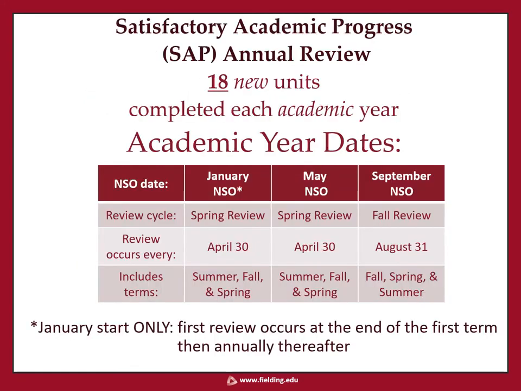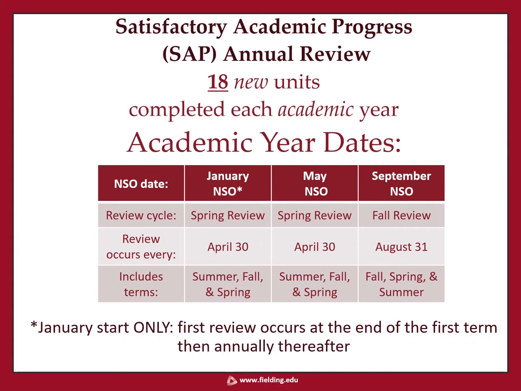We have two SAP review cycles based on your start date in the program. If you're starting the program in September, you're a fall review. Your academic year includes the fall, spring, and summer terms, and your review occurs after every summer term. If you're starting the program in May, you're a spring review. Your academic year includes the summer, fall, and spring terms, and your review occurs after every spring term.